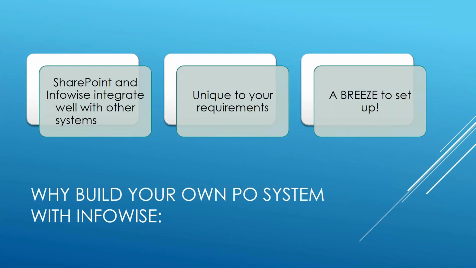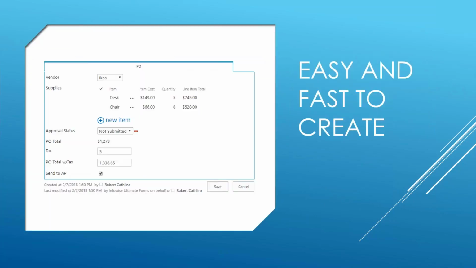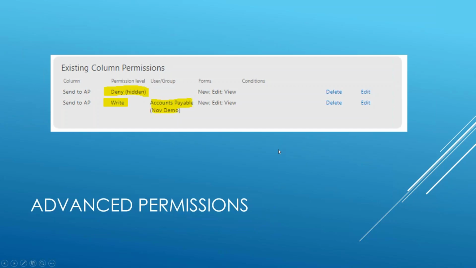Don't let me forget, the number one reason is that it is super easy to set up. So let's delve into that a little bit. Alright, here you can see a simple form that a user would fill out to create a purchase order. The form is simple, yet it automates some of the more complicated tasks, such as calculating a purchase order total right here, adding tax right here, but most importantly, it establishes a relationship between our purchase order and our supplies.